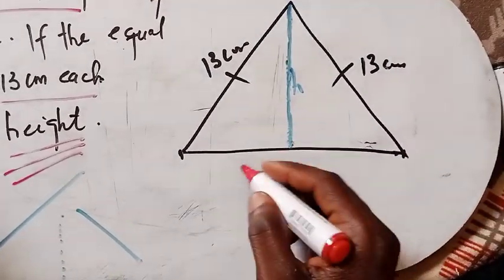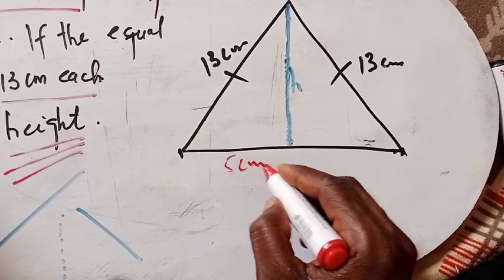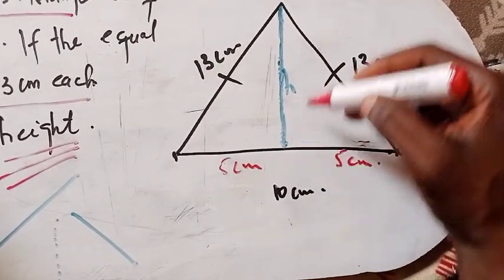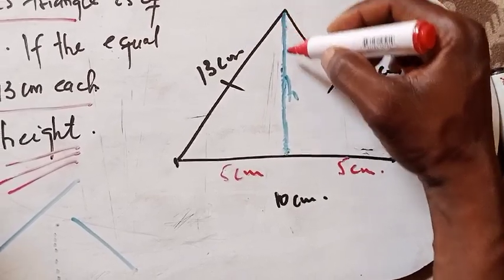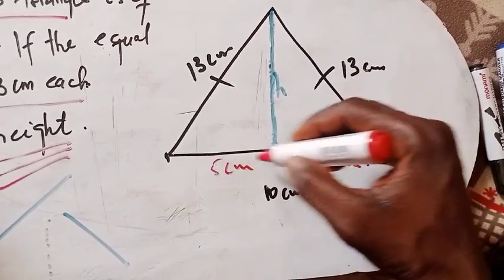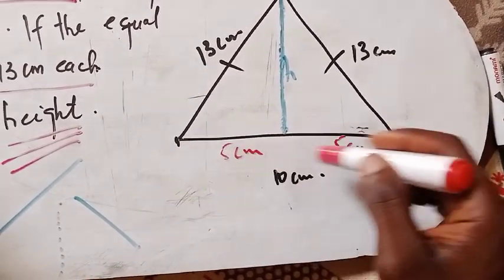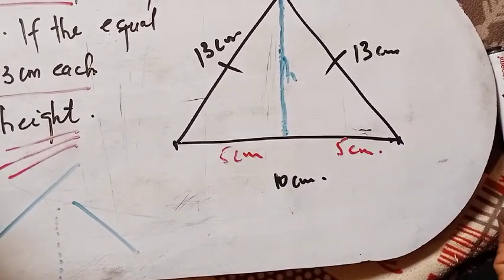So meaning that dividing this into two equal parts, we have here to be 5 centimeters and here to be 5 centimeters. Right? So the line doesn't have any bend. Picking it from this point here, you move straight down. So meaning that you are dividing everything into equal parts, right? So we have here to be 5 and here to be 5 centimeters.